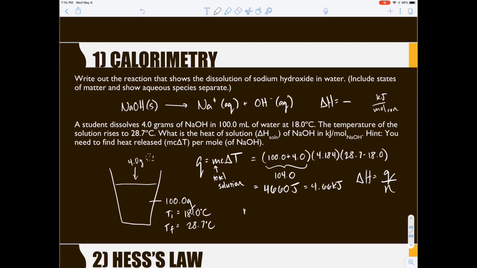Okay, so the last thing we need to do is say, okay, 4,660 joules of heat was released when that amount of sodium hydroxide dissolved, but it wasn't a mole of sodium hydroxide, so we need to standardize it to a mole. So how much of a mole was it? Okay, so we want to say 4 grams. We're going to divide by molar mass.